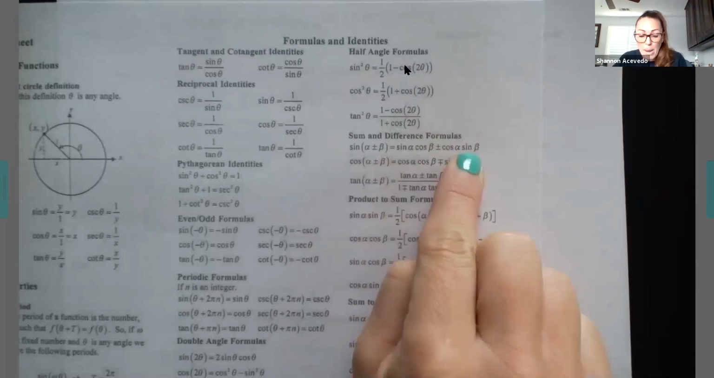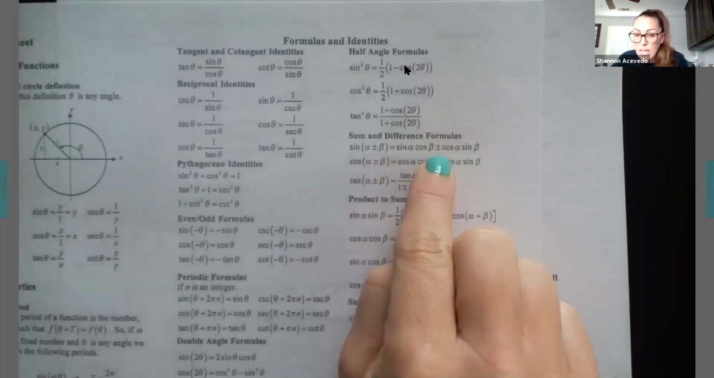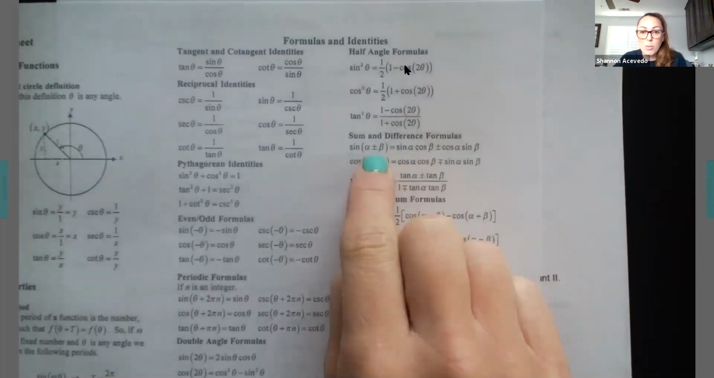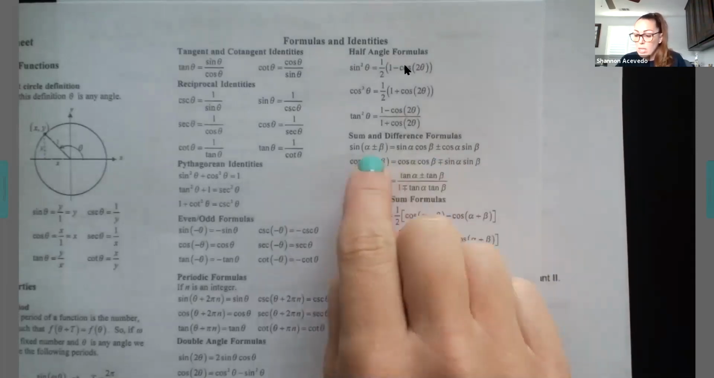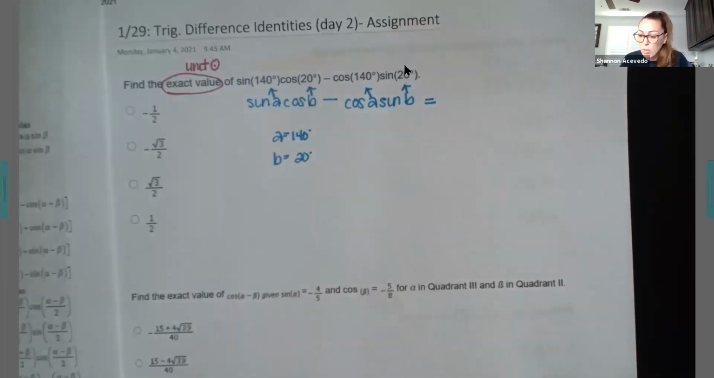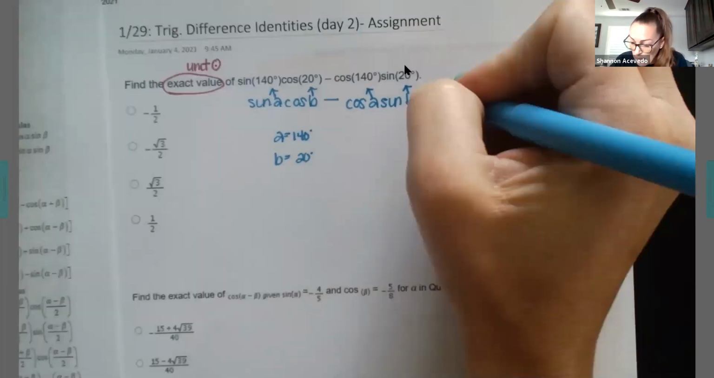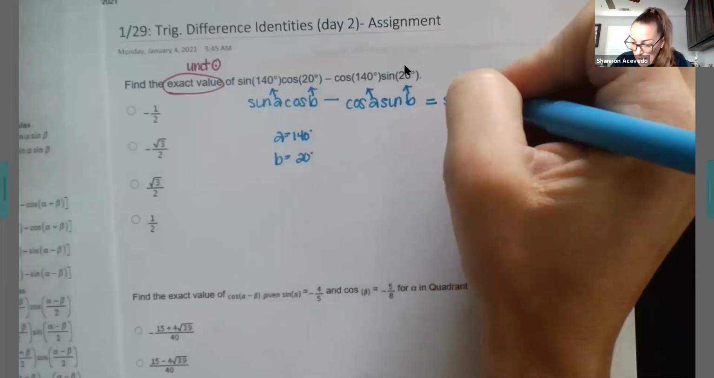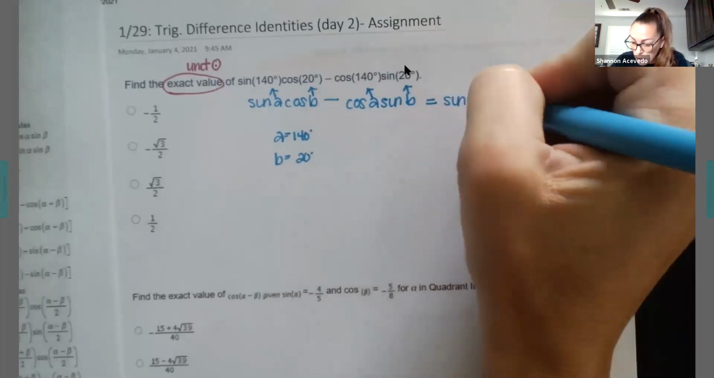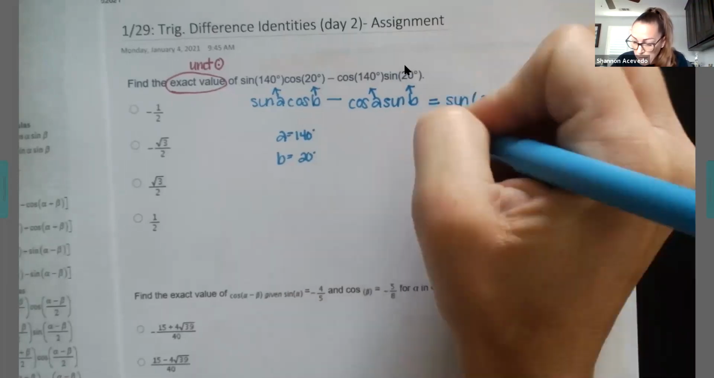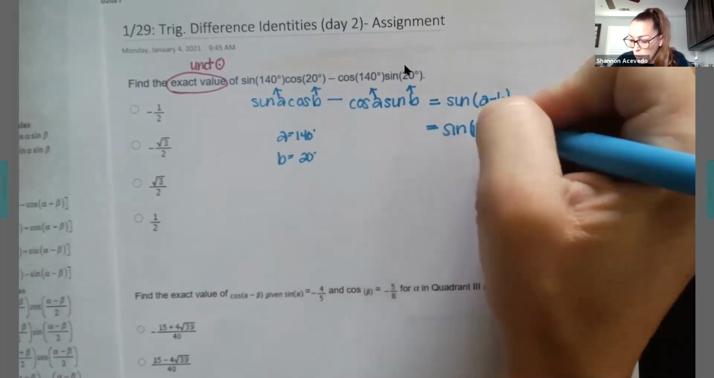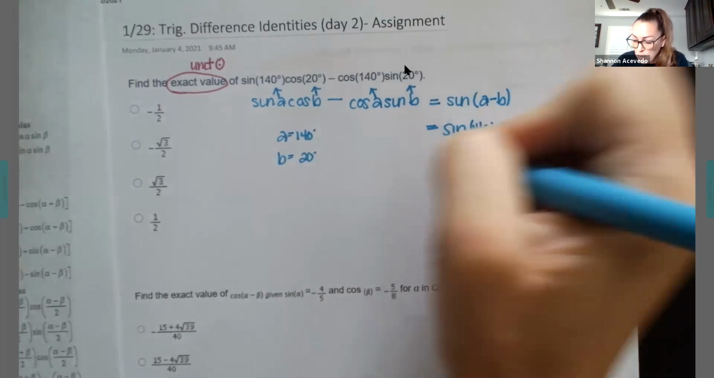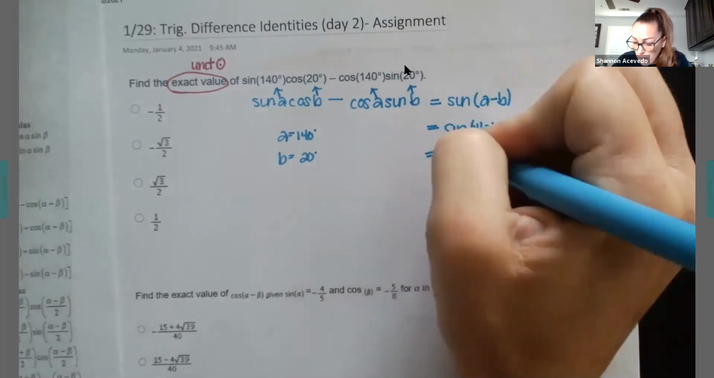It is a minus in between. So over here, it's going to be a minus in between. So minus is at the bottom. I use the sign at the bottom. So this right here is equal to sine of A minus B. So it's just equal to sine of 140 degrees minus 20 degrees, which is equal to sine of 120 degrees.